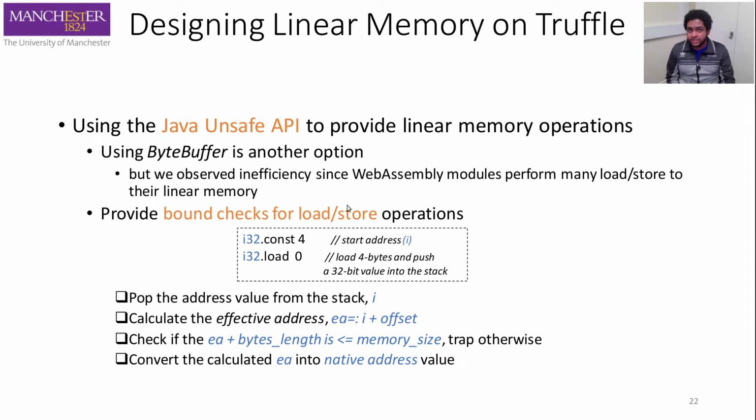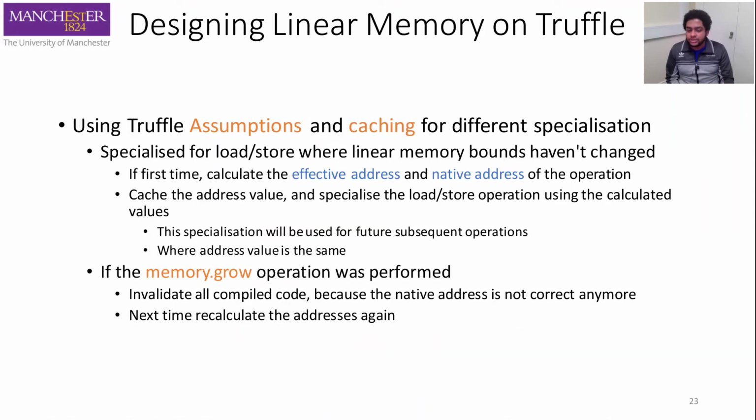Because we are using the Java Unsafe API, we also have to convert this effective address later into the native address that can then be used to read the value from the memory. This will be repeated each time this code executes. And we can reduce this if we can profile and ensure that the value we are reading does not change. Then we only have to calculate the native address once. We do this using Truffle's assumption and caching mechanism.